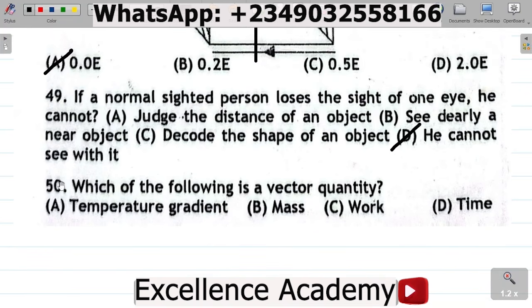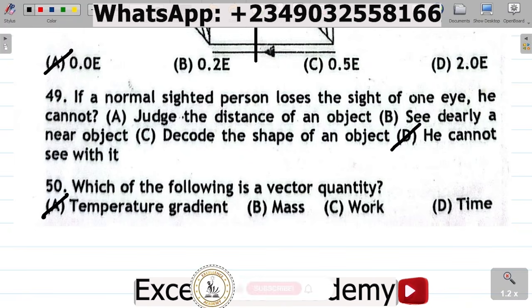All right, our final question, 50. 50 says, which of the following is a vector quantity? A, temperature gradient. B, mass. C, work. D, time. So which of these is a vector quantity? For this question here, the correct answer is A. A is temperature gradient.